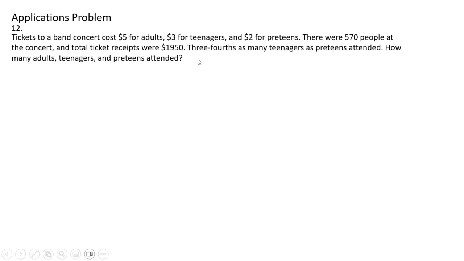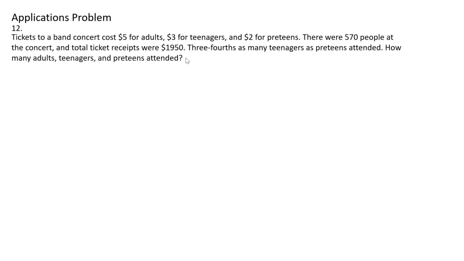Okay, now, how are these used in real life? Here's how we do it in real life. I think this is the last slide. It says here, number 12. Tickets to a band concert cost $5 for adults, $3 for teenagers, and $2 for preteens. There were 570 people at the concert. The total ticket receipts were $1,150. Then it says 3/4 as many teenagers as preteens attended. How many adults, teenagers, and preteens attended the concert?